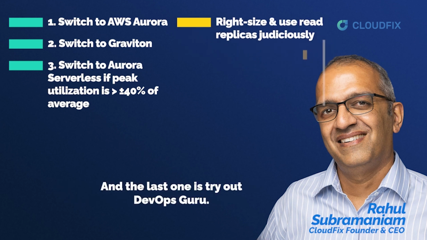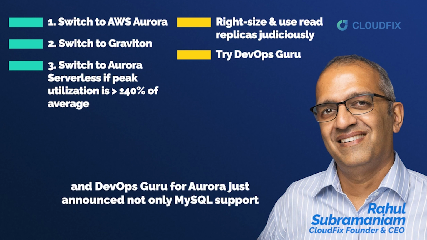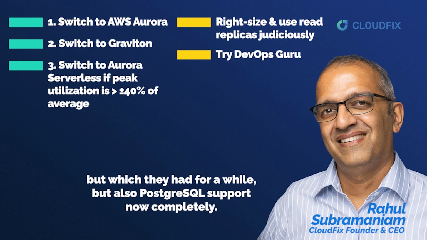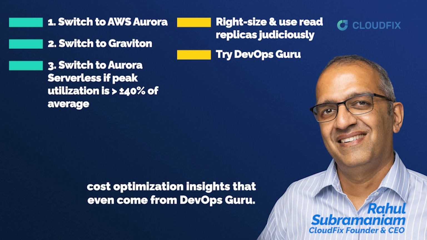And the last one is try out DevOps Guru. DevOps Guru actually gives you tons of insights about how your RDS instance is running. And DevOps Guru for Aurora just announced not only MySQL support, which they had for a while, but also Postgres support now completely. So there are tons of very interesting cost optimization insights that even come from DevOps Guru.